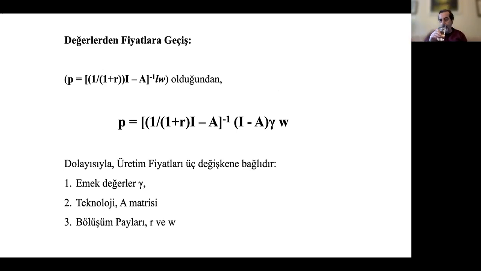We can say that prices of production, cost prices, or the natural prices of Adam Smith, are determined by labor values, quantities of labor used in respective sectors producing commodities, technology, input-output relations, or technical coefficients of production, and the distributive shares, especially profit rate. Profit rate is to be determined through the process of competition. So in the end, there will be only one profit rate, a uniform profit rate across the sectors.